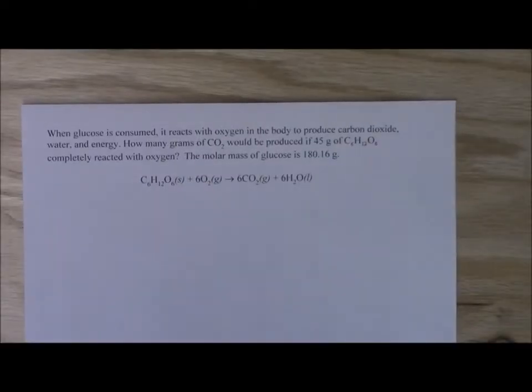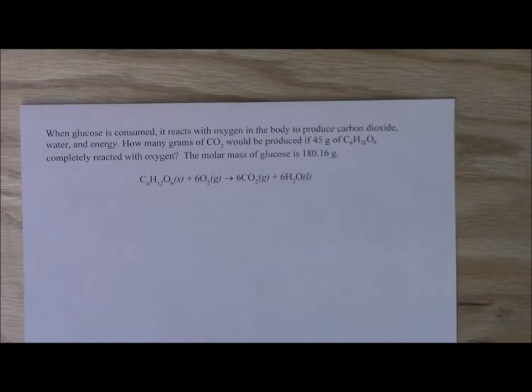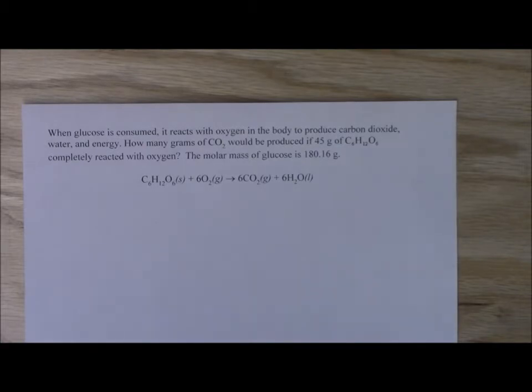This is a sweet stoichiometry problem. When glucose is consumed, it reacts with oxygen in the body to produce carbon dioxide, water, and energy. How many grams of CO2 would be produced if 45 grams of C6H12O6, which is glucose, completely reacted with oxygen? The molar mass of glucose is 180.16 grams.